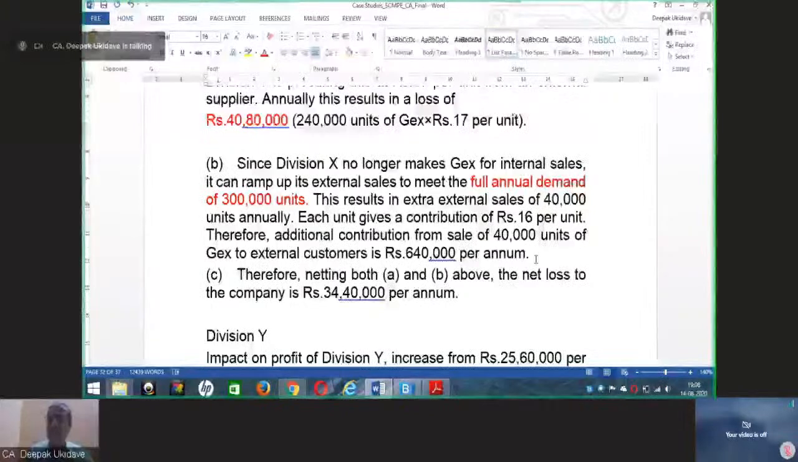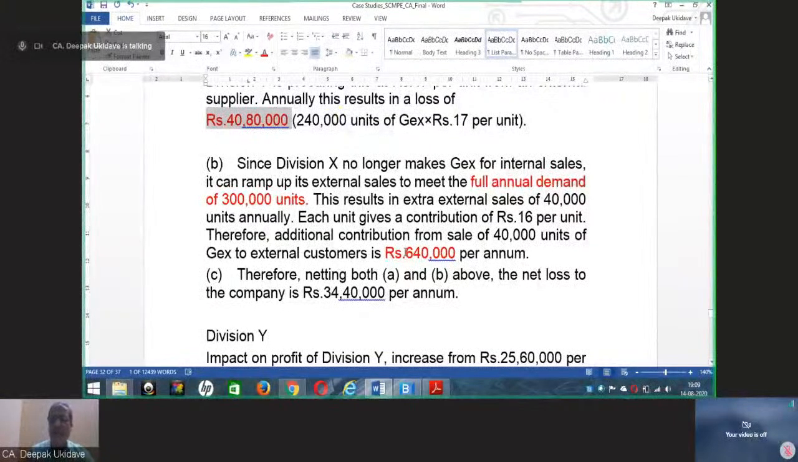So 40,000 units at 16 rupees per unit contribution, you get 6,40,000 of extra contribution. So that means the extra contribution of 6,40,000 rupees is offsetting your loss of 40,80,000. Loss is 40,80,000. That is loss from buying from an external supplier at 17 rupees extra cost. That loss came to 40,80,000. We are talking from the company's point of view.